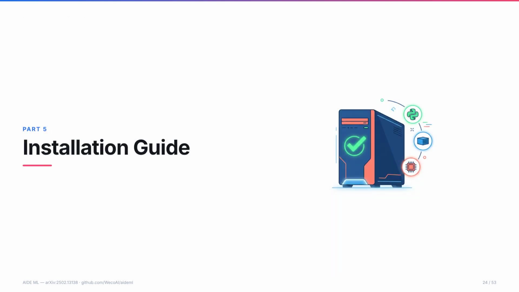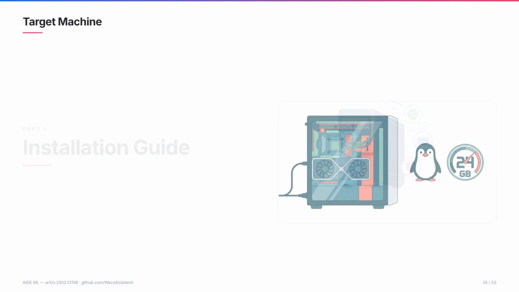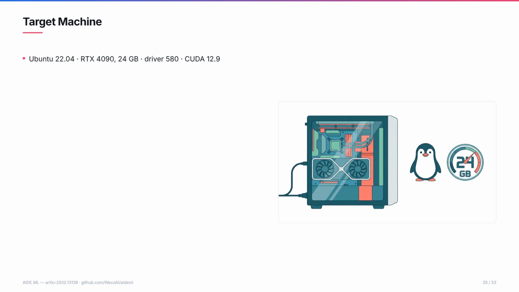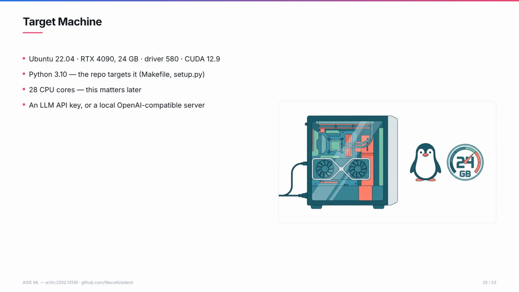Let us get it running. Everything from here is from an actual install on Ubuntu 22.04 with an RTX 4090. Here is the target machine: Ubuntu 22.04, an RTX 4090 with 24 GB, NVIDIA driver 580 and CUDA 12.9 already installed. We use Python 3.10 because that is what the repository targets in both its makefile and its setup file. 28 CPU cores, and remember that number because it causes a genuinely surprising problem later, and you will need an LLM API key or a local OpenAI-compatible server.